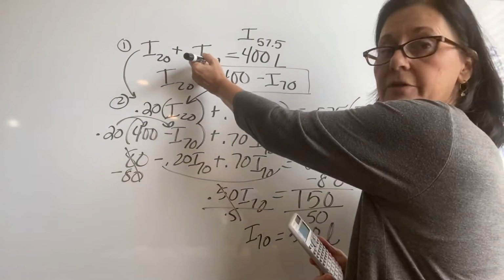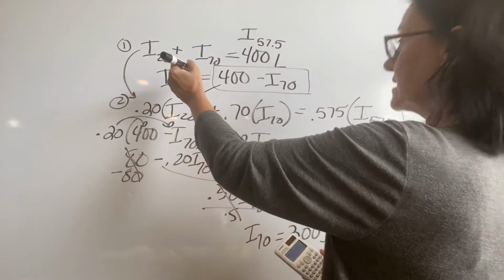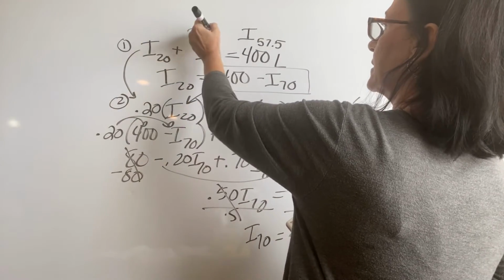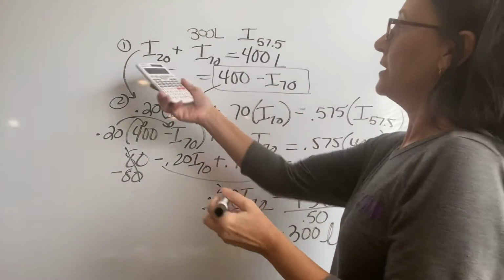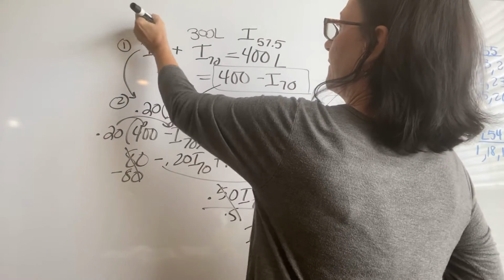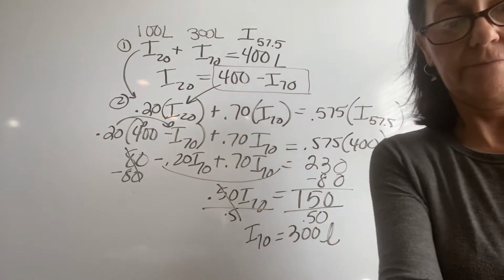So back up to this original. It's iodine 70. I have 300 liters. I want a total of 400. So iodine 20, we have 100 liters.